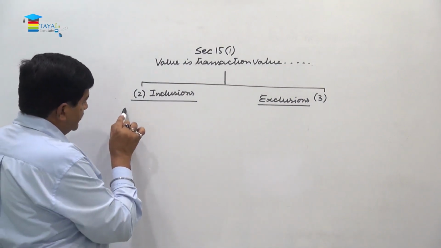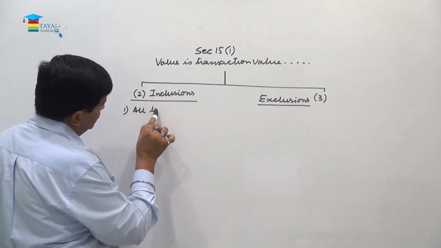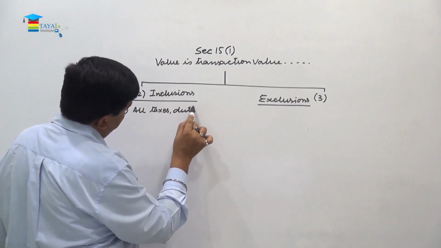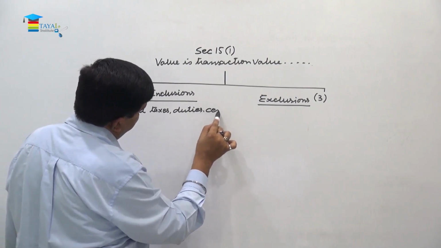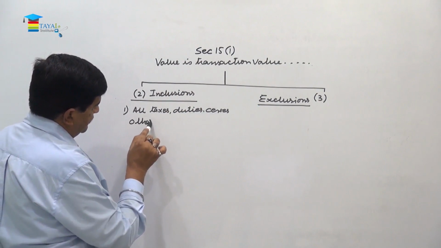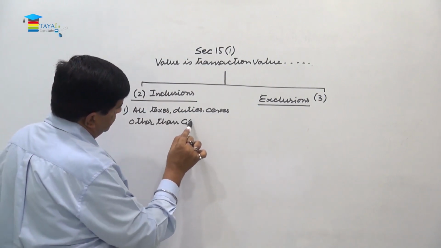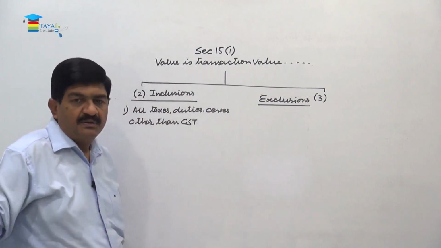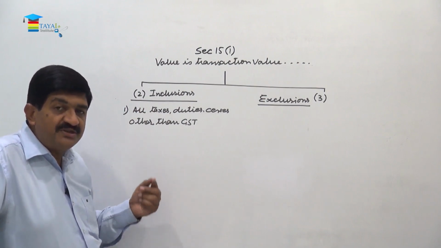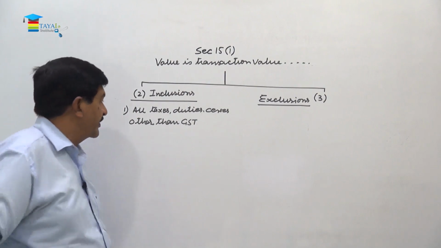Number 1, all taxes, duties, cesses other than GST. Other than GST, so this may be CGST, IGST, UGST, SGST, whatever, excluding that amount that is to be included.